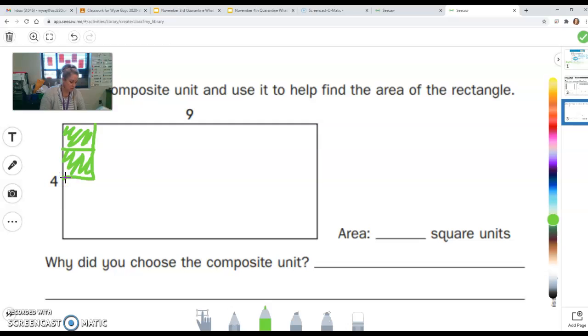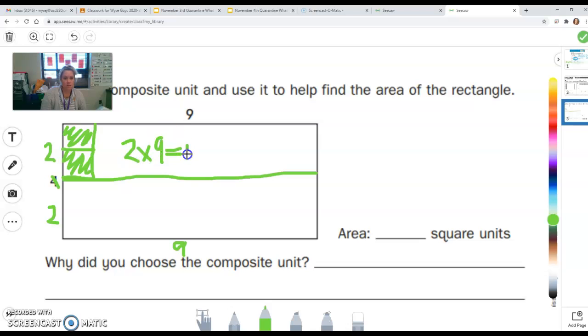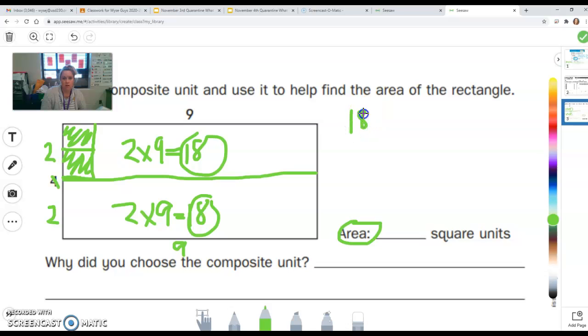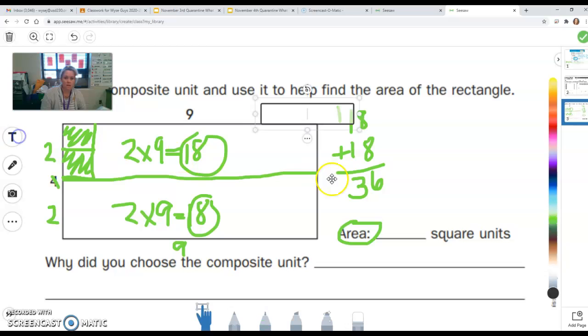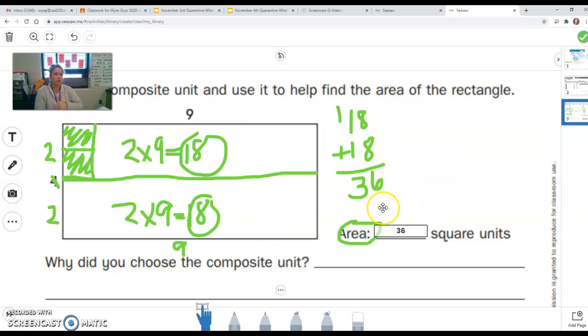So essentially, if I'm splitting this 4, kind of like we did in our other problems, into 2 and 2 in order to multiply and find out what the area of this is, right now I essentially have 2 different rectangles. So if I want to figure out the top answer, I would do 2 times the 9, which equals 18. And down here, I would do 2 times 9, which equals 18. And then to figure out the area, I can add these 2 numbers together. So 18 plus 18 is 36. Okay, so 36 square units. That would be our area for this.